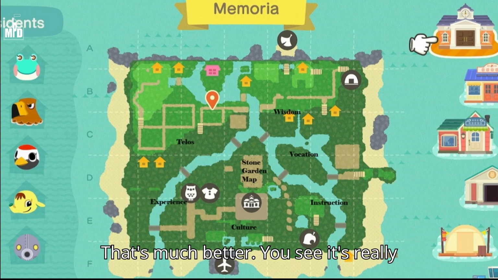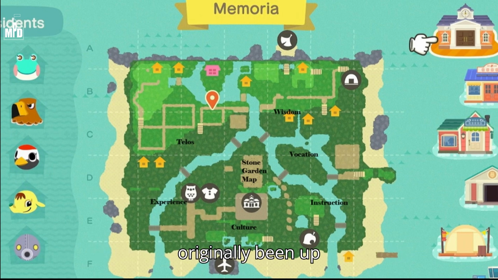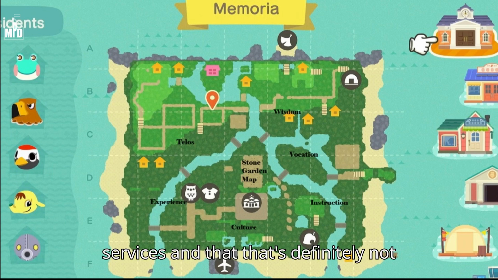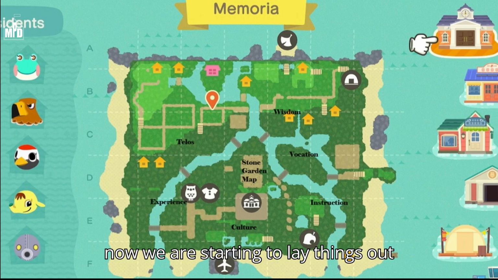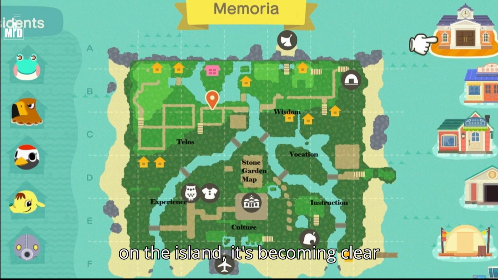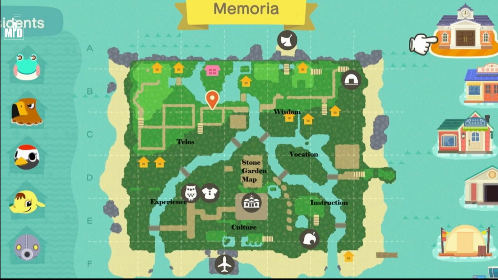That's much better. You see it's really now in the experience area where it had originally been up closer to resident services, and that's definitely not right. All right, so now as we're starting to lay things out on the island, it's becoming clear where these areas are, and it's beginning to fill out a little bit more. Okay, so that's good.